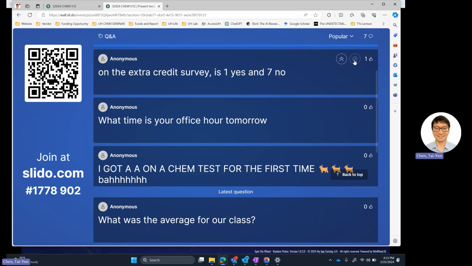On the actual credit survey, it's 1 yes and 7 no. No, 7 is actually the highest score, not the other way around. So I want to have all the numbers go all the way to 7.